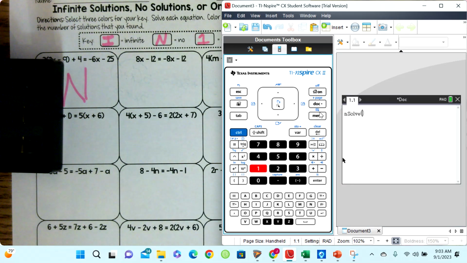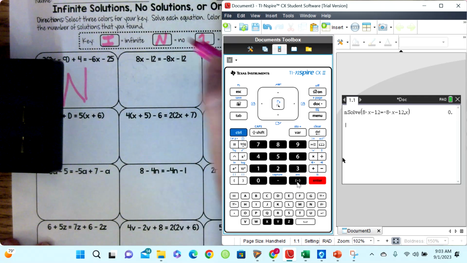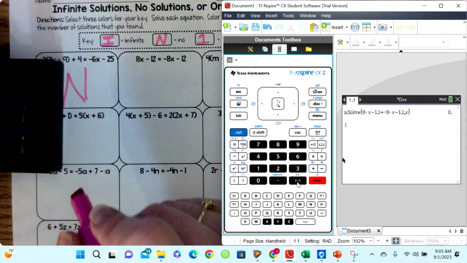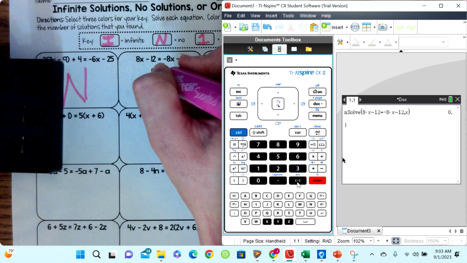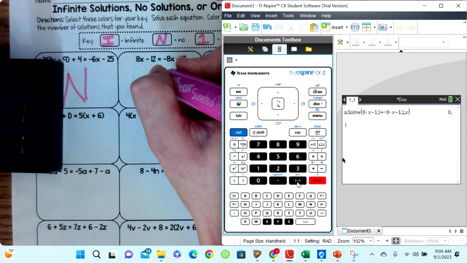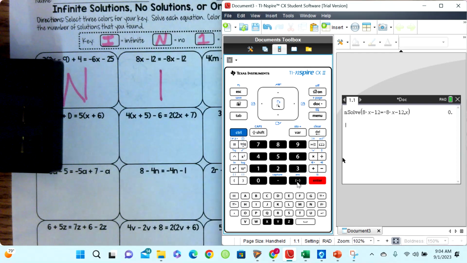So I'm going to do menu 3(1) and do 8x minus 12 equals negative 8x minus 12, comma x. And it gives me a 0. That's a solution. 0 is the solution. So that means that I have, let's use a 1, because I don't want 1's and i's to look the same. So this one has one solution, and then for infinites, let's use the infinity symbol.